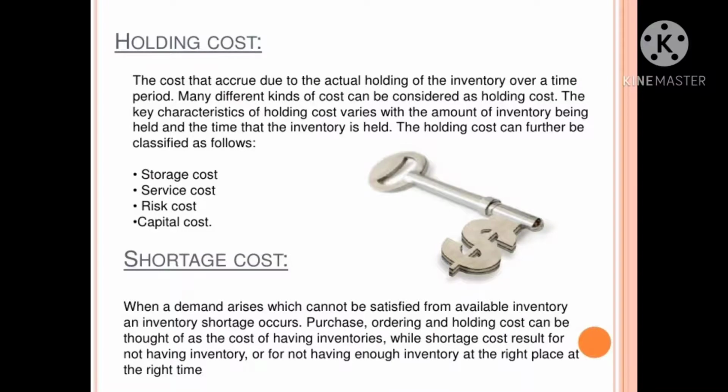Shortage costs occur when a demand arises which cannot be satisfied from available inventory and inventory shortage occurs. Purchase, ordering, and holding costs can be thought of as the cost of having inventories, while shortage costs result from not having inventory or not having enough inventory at the right place at the right time.